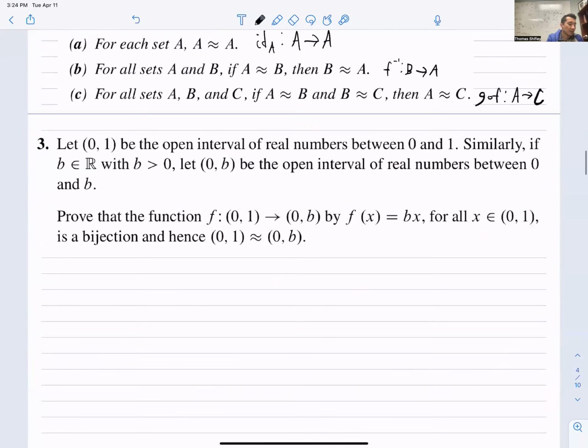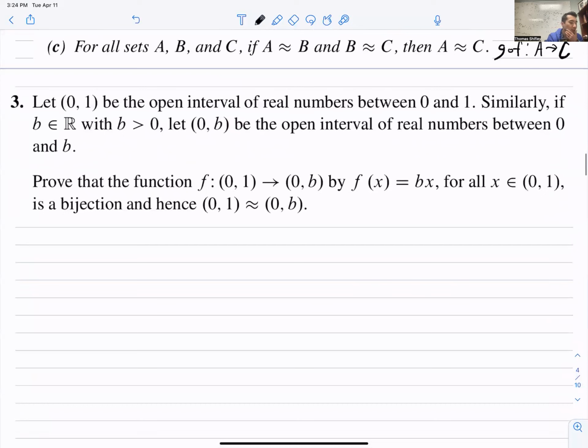So let's do another fascinating one. Let the open interval (0, 1) be the real numbers between 0 and 1. If you have any real number b where b is bigger than 0, let (0, b) be the real numbers between 0 and b. Again, these are open intervals, so they don't include the endpoints.